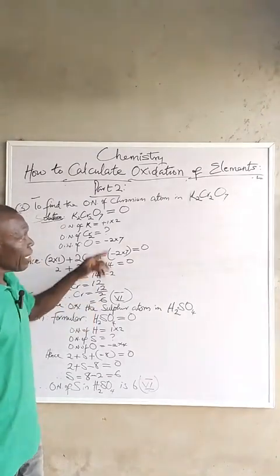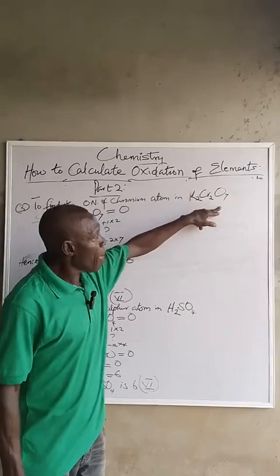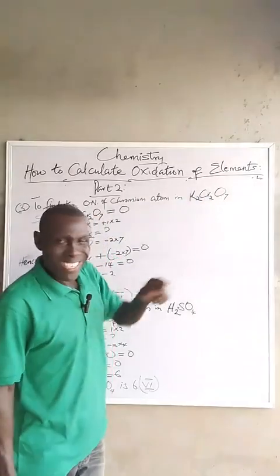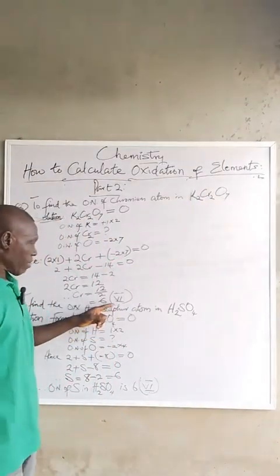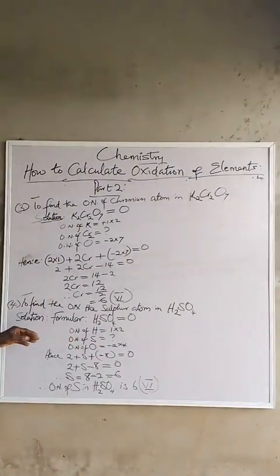So it is called dipotassium heptaoxodichromate 6. That 6 is here. Let's take another one again.